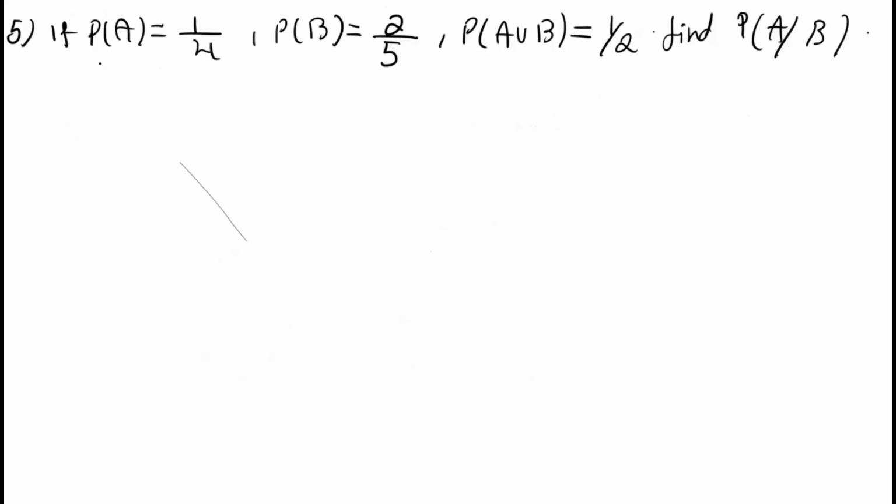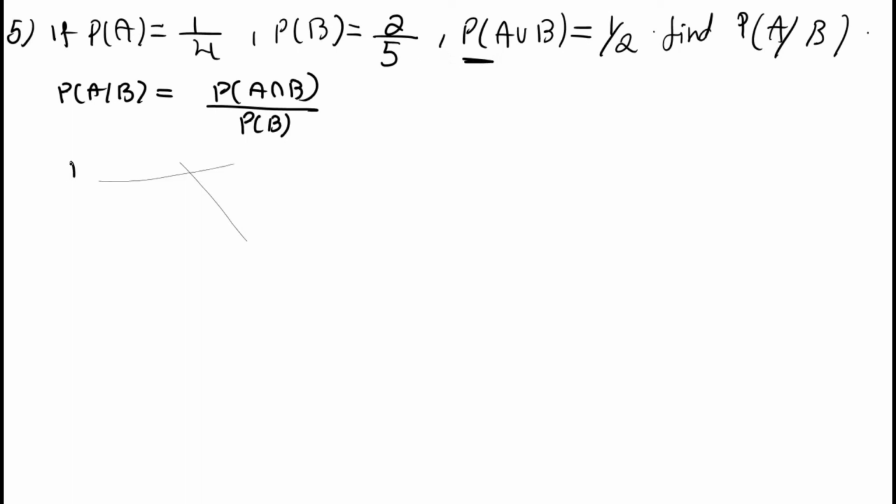See the next question. If probability of A is equal to 1 by 4, probability of B is equal to 2 by 5, and probability of A union B is equal to 1 by 2, find probability of A by B. Probability of A by B you need to calculate. What's the formula? Probability of A intersection B divided by probability of B. But here, probability of A intersection B is not given, but probability of A union B is given. Using probability of A union B, you need to calculate probability of A intersection B.